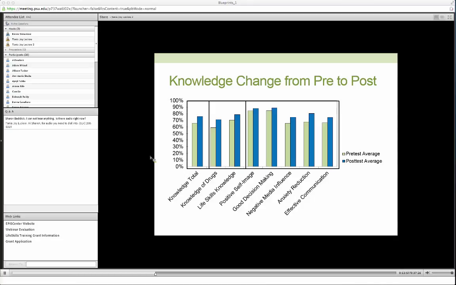So the overall change in knowledge increased by 10%. Knowledge of drug use increased by 12%. Knowledge of harmful effects of drugs increased by 12%, and overall life skills knowledge increased by 9%. We also saw increases across the board in positive self-image, good decision-making, knowledge of negative media influence, anxiety reduction, and effective communication. These changes were anywhere from 4% up to 13%. Again, these are all increases.